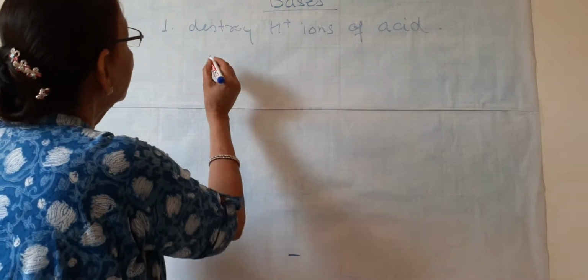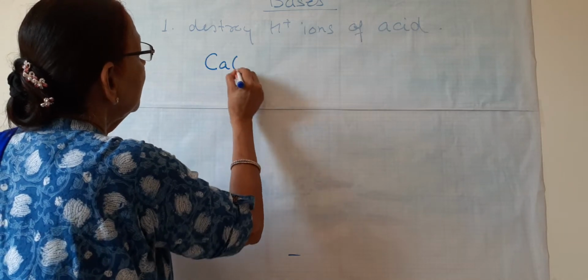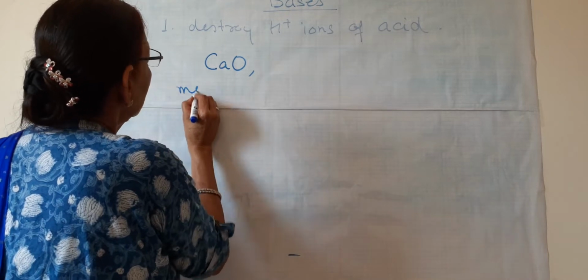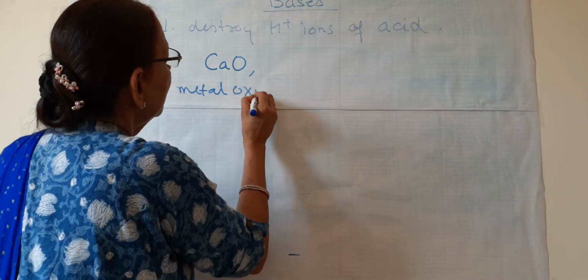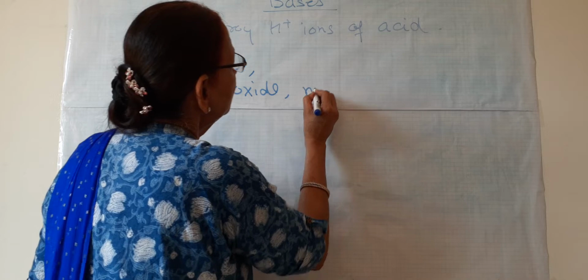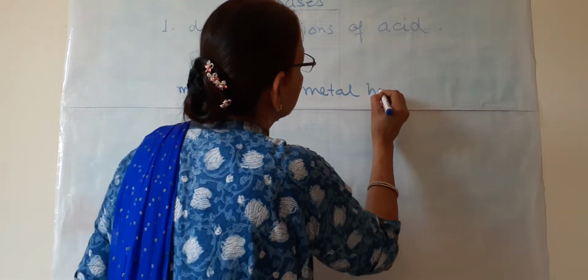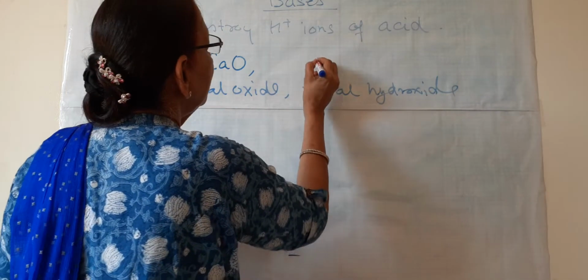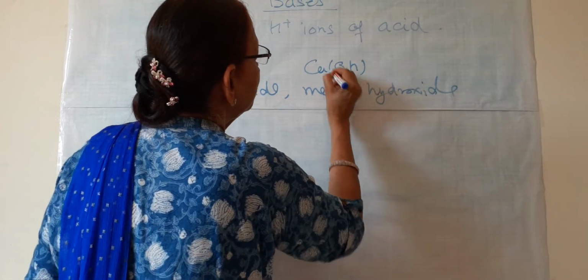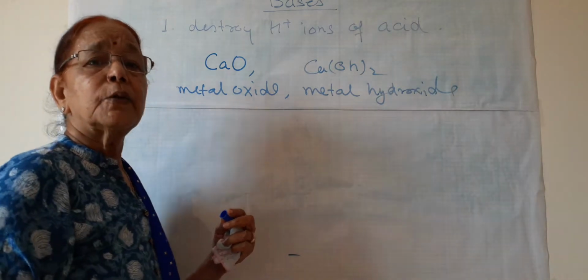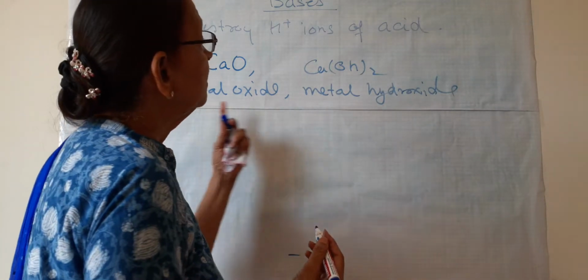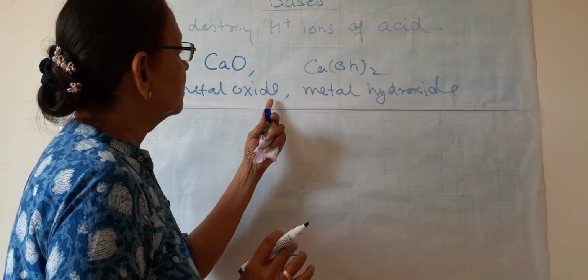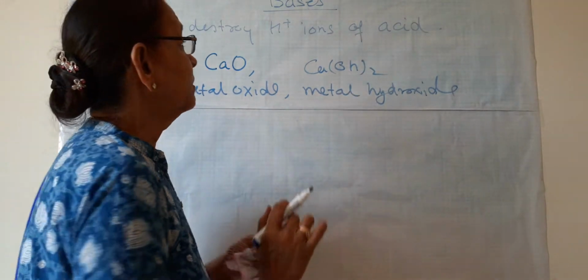And what are the important bases? They are mostly metal oxides and metal hydroxides. For example, calcium oxide, calcium hydroxide, magnesium hydroxide, sodium hydroxide, potassium hydroxide, these all are bases. So mostly they are metal oxides and metal hydroxides.